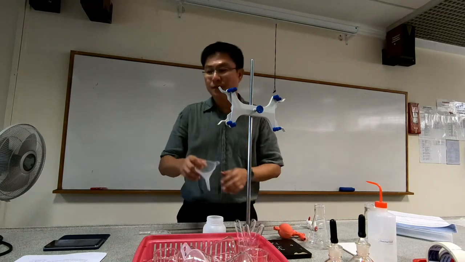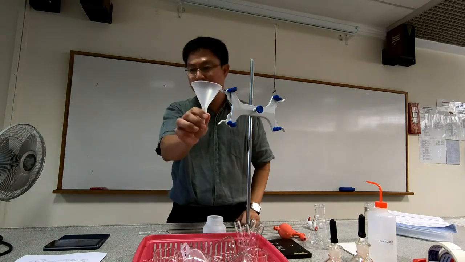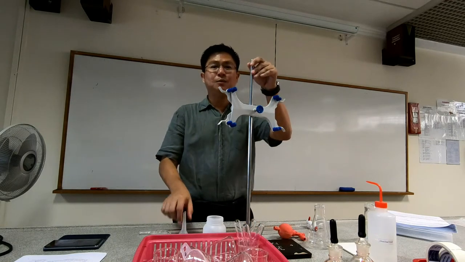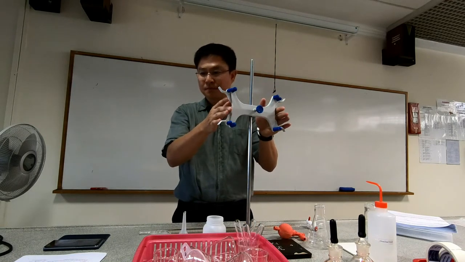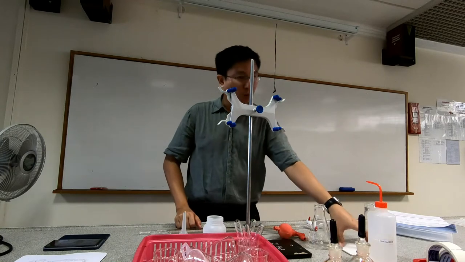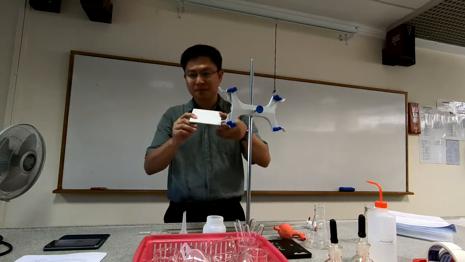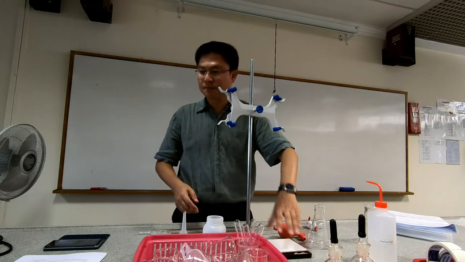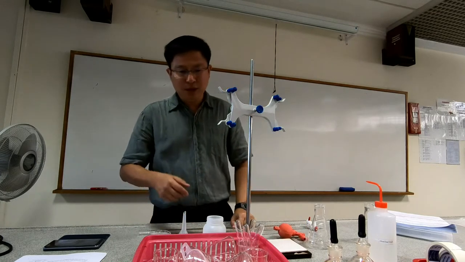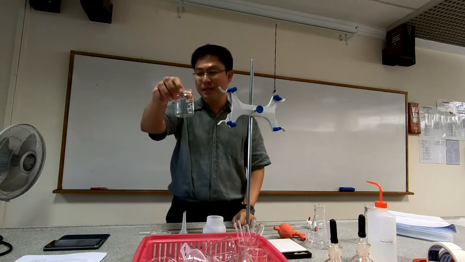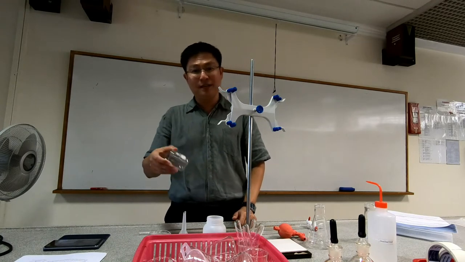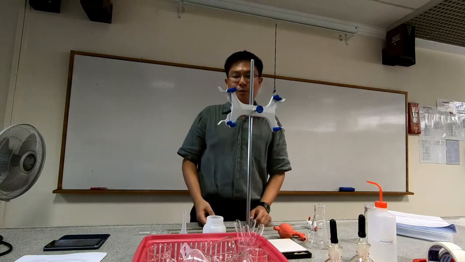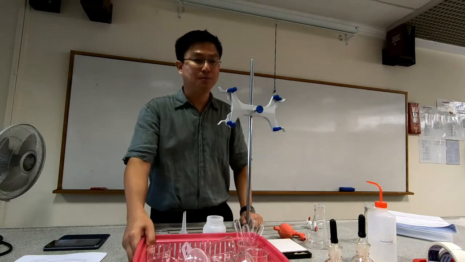Next, we have a filter funnel, a retort stand with a clamp. We have a white towel, which I shall put on the retort stand. We have a 50 cm3 beaker and white containers. So let's first see what we should do.